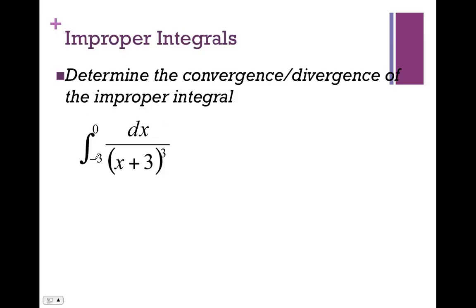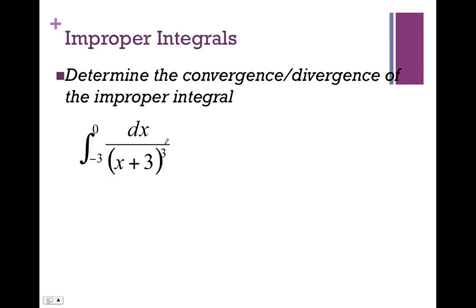With this one, I'm not sure exactly what's going on. Okay, I'm bigger on the bottom, therefore smaller in total than 1 over x cubed, but when 0 is the problem, 1 over x cubed diverges, so I'm smaller than something that's divergent.